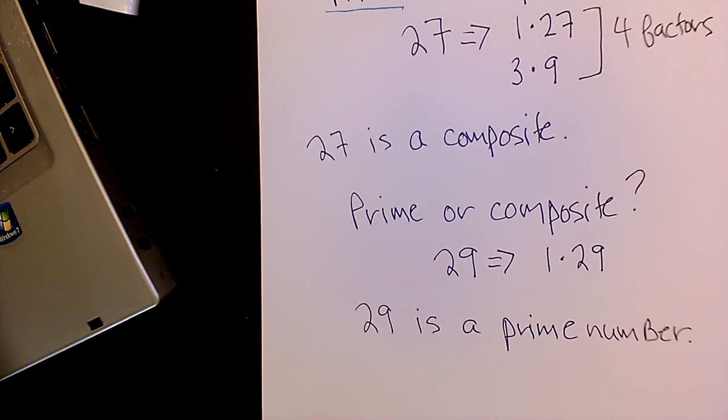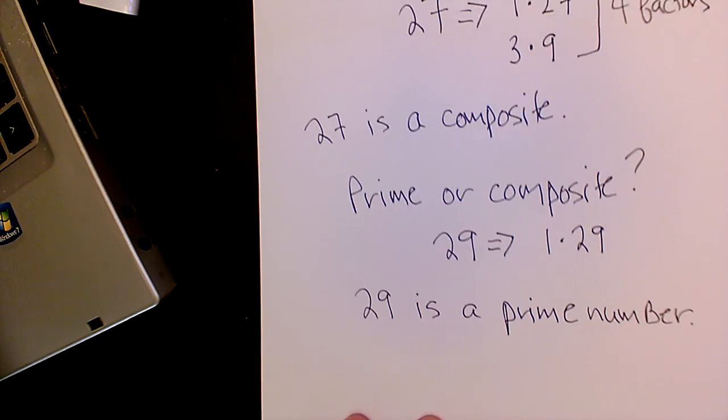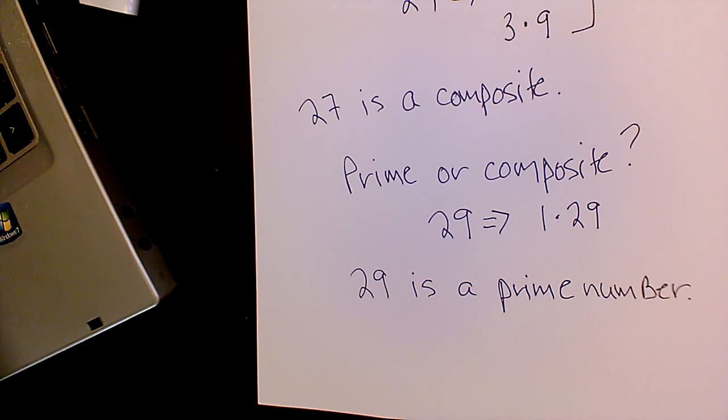So they're going to give you a number on WebAssign, and they're going to ask you if it's a prime or composite. And just think about the counting numbers and what numbers go in. And if there's more than 2 factors, it's a composite. If only 2 factors, being 1 and itself, go in, then it's a prime.